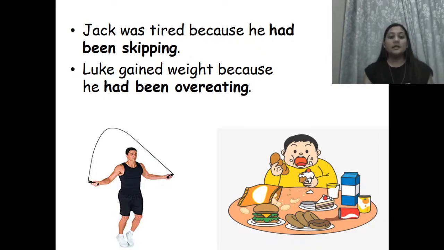Luke gained weight because he had been overeating. Luke has gained weight. Like this is the end result. But why it actually happened to him? Because he had been overeating.